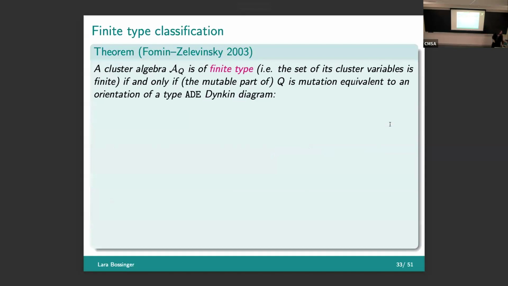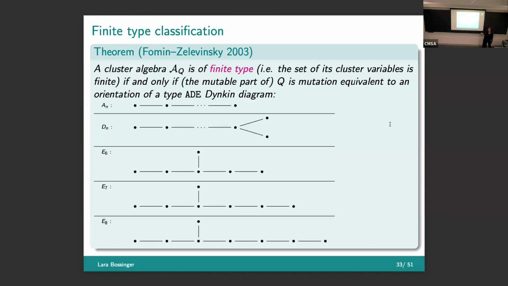And then here is the second important result that Fomin and Zelevinsky proved in their second paper, and that's the finite type classification. So the question here is, if you give me a cluster algebra and a quiver, when do I know that the set of cluster variables is finite? And here's the condition. So the cluster algebra associated to a quiver is of finite type if and only if the mutable part of the quiver is mutation equivalent to an orientation of a Dynkin diagram.